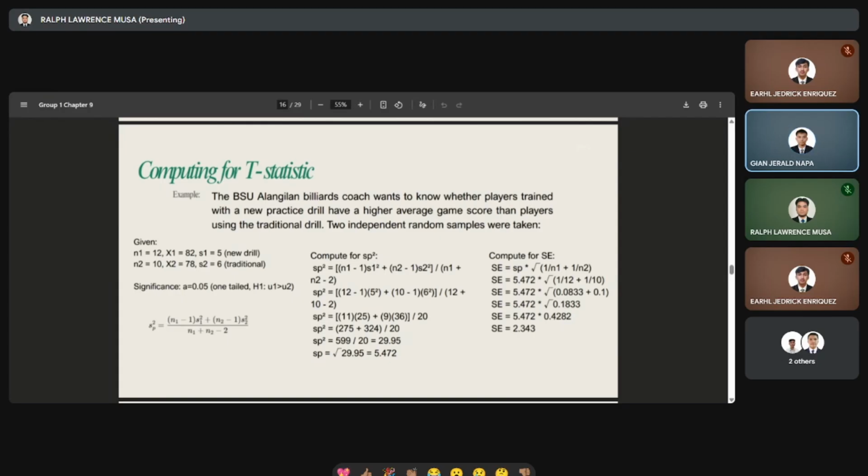Next, compute for SE. SE equals S sub P times square root of the quantity 1 over n sub 1 plus 1 over n sub 2. So that's 5.472 times the square root of 1 over 12 plus 1 over 10. 5.472 times the square root of 0.1833 is equal to 2.343. Next slide, please.